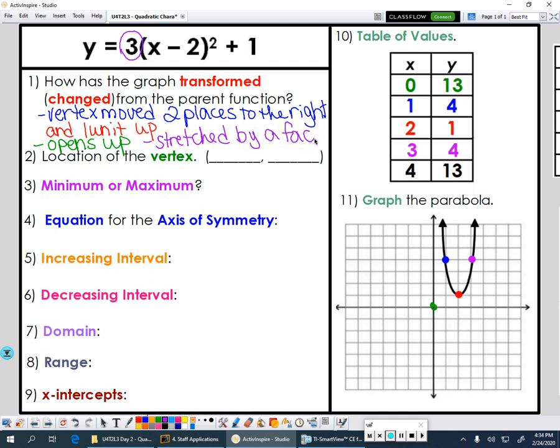Okay, stretched by a factor of 3. And the factor it stretches by just matches that a value up there. Okay, so that's my transformation. Now we're ready to start talking about these other characteristics.